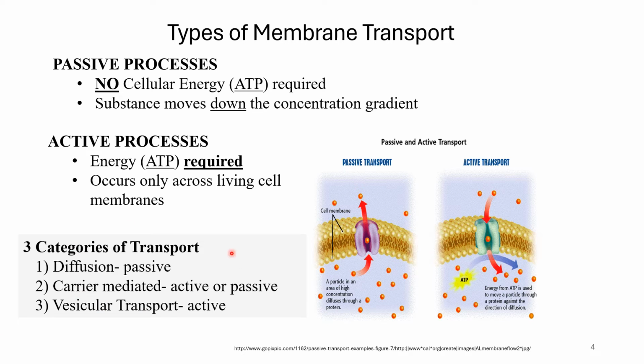Down here we just have a reminder of some categories of transport, that diffusion is a type of passive transport. This right here is a figure that illustrates diffusion, and in fact it's called facilitated diffusion in this case because there's a carrier that's facilitating or helping that diffusion. You have carrier mediated, so if you have a type of carrier or a protein within the cell membrane, that can be active or passive. And then vesicular transport means that oftentimes you pinch off a piece of the cell membrane to move something, and that requires energy.